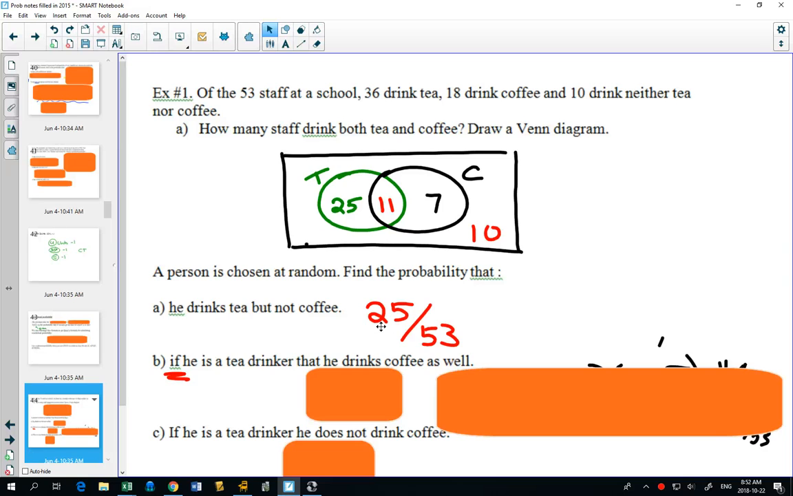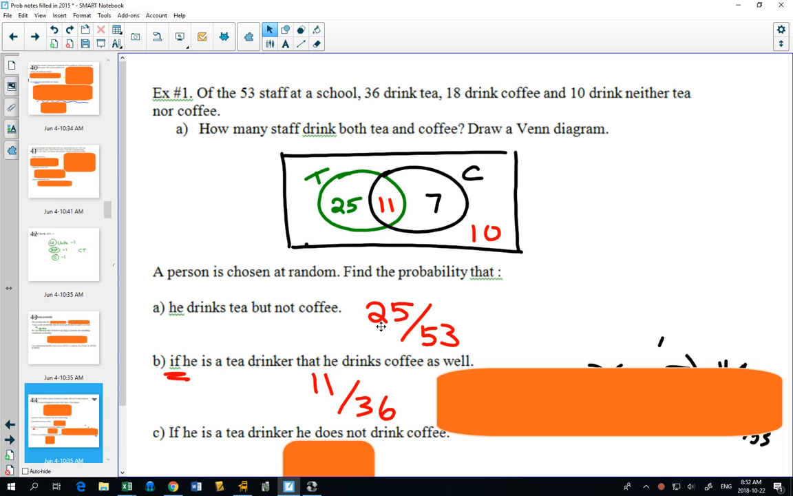And here is our conditional probability. If he is a tea drinker, what is the probability that he drinks coffee as well? As soon as we're told that the person is a tea drinker, our world, or the sample space we're worried about, reduces just to the green. How many people are in the green? 36. What is the probability he drinks coffee as well? 11 out of those 36.